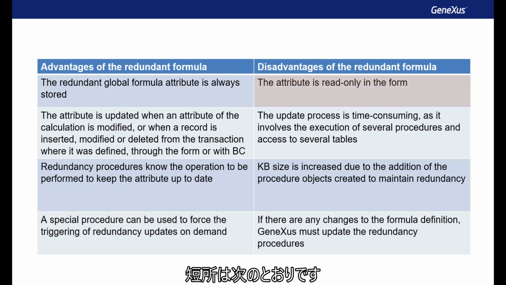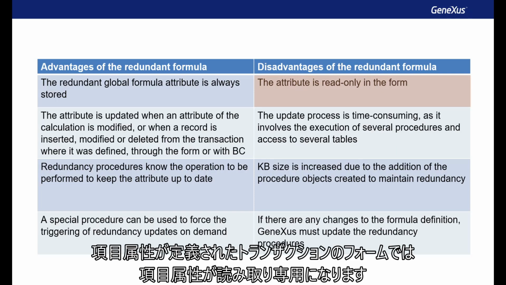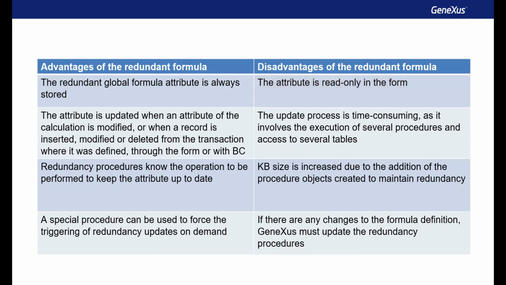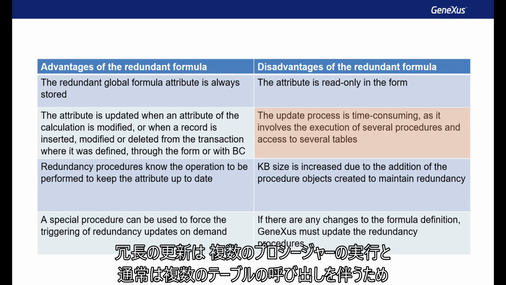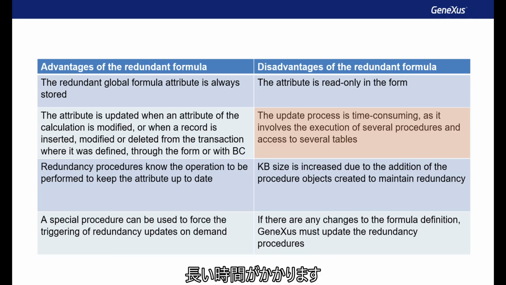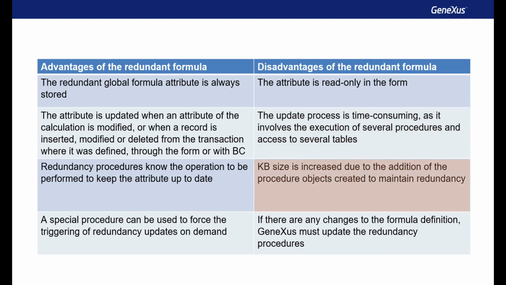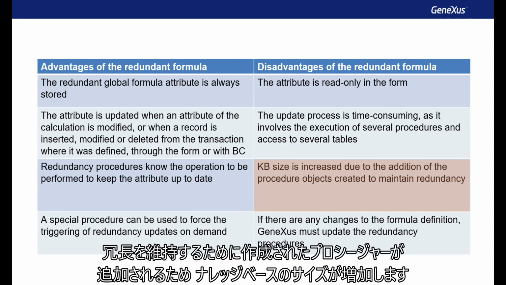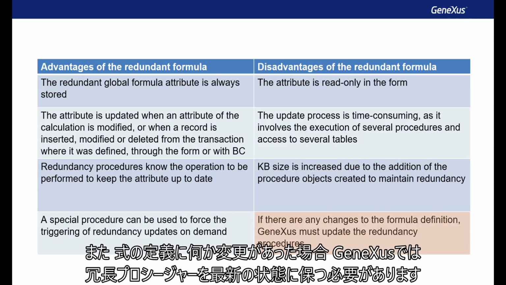The disadvantages are: the attribute is read-only in the form of the transaction where it was defined. Even though with redundancy it's stored, we cannot edit it. The redundancy update takes a long time, as it involves running several procedures and usually accessing several tables. When a formula attribute is defined as redundant, the size of the KB is increased due to the addition of the procedures created to maintain redundancy. And, if anything in the formula definition changes, Genexus must keep the redundancy procedures up to date.